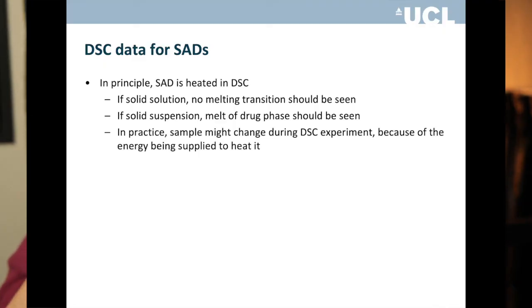If it's a solid suspension and the drug particles are crystalline, then when you heat that up in a DSC, you should see a glass transition temperature for the polymer, plus you should see melt of the crystalline phase of the drug. In fact, it's a really good way of saying that material is a solid suspension with crystalline drug particles, that you still see the drug melt in the solid phase. If it was a solid suspension and it had amorphous drug particles in an amorphous polymer phase, in principle you should see two glass transition temperatures, one for the polymer phase and one for the drug phase.